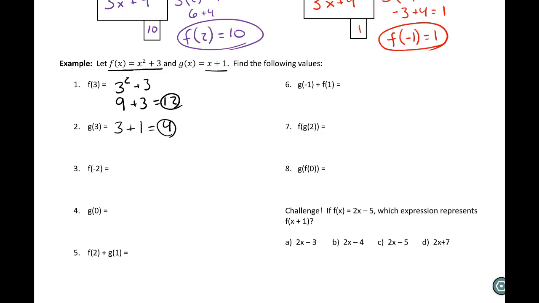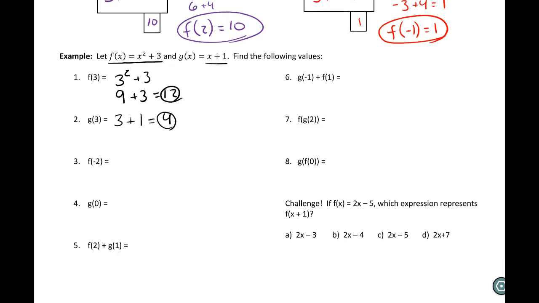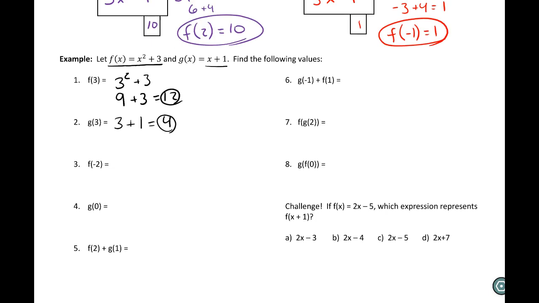Okay, simple enough. What if we have an example where we're having to add two functions together? So down here on number 5, f of 2 plus g of 1. We're just figuring out, what's f of 2? And then we're going to add that to g of 1. f of 2 would be 2 squared plus 3, which is 4 plus 3, plus g of 1, which is 1 plus 1. So 4 plus 3 is 7, plus 2 gives me 9. So f of 2 plus g of 1 is 9.